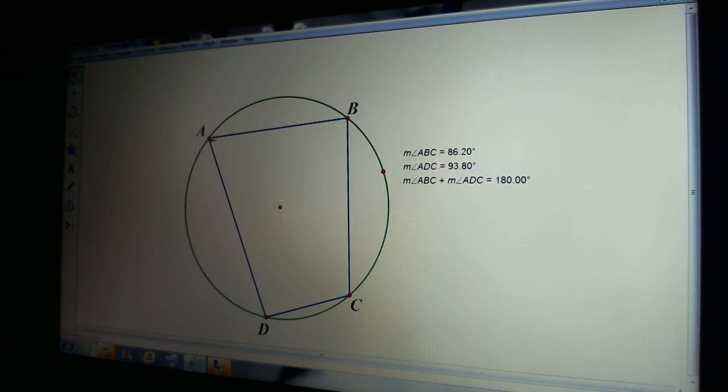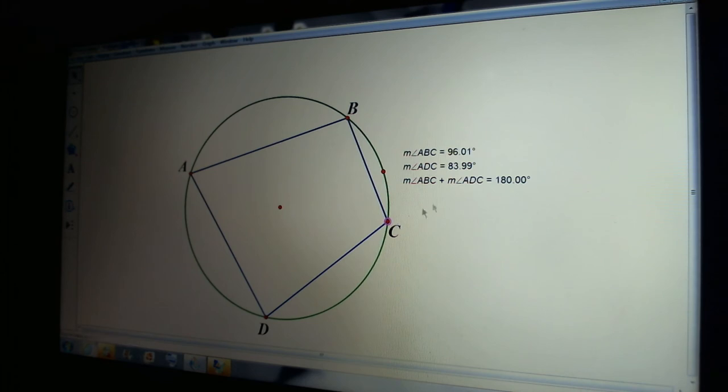And here's what's nice about Sketchpad. I can move point A around. It changes some of the angle sizes. But this 180 doesn't change. Even though the angle sizes are changing, these two opposite angles add up to 180. And since all four angles add up to 360, the other two opposite angles have to add up to 180. So if you have opposite angles supplementary, a circle goes through all 4 points of the quadrilateral. That's what cyclic quadrilaterals are like, and that's what they're for.